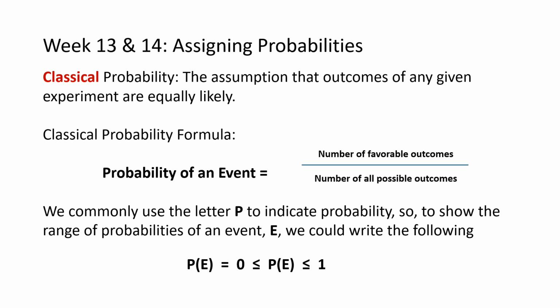The first is classical. Classical assumes that the outcomes of any given experiment are equally likely, meaning if I roll that 6-sided dice, it's equally likely that I'll get a 1 or a 2 or a 3, 4, 5, 6. I could potentially get any one of those numbers, and the probability of that is equal. And so the calculations for trying to understand that mathematically is quite simple.